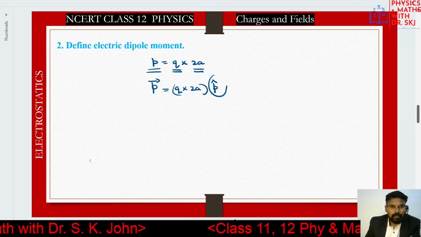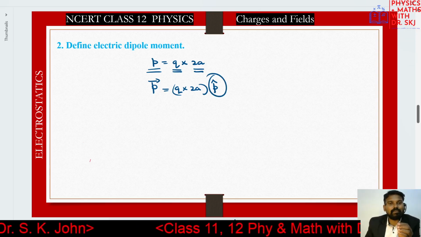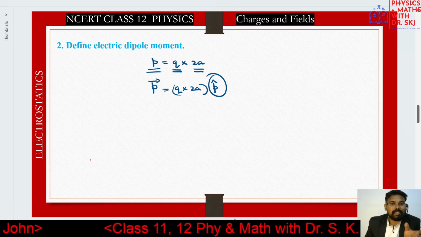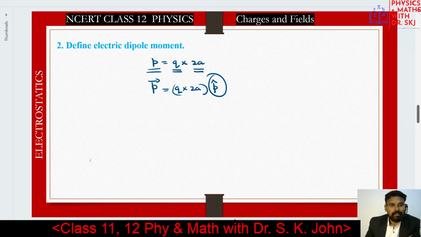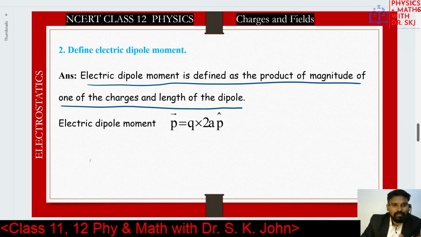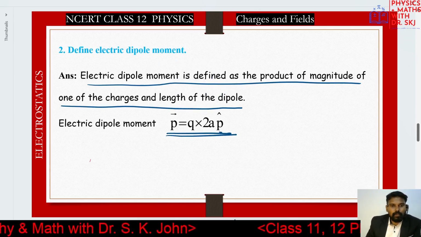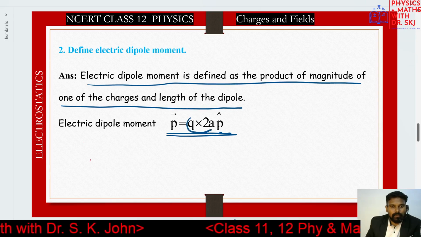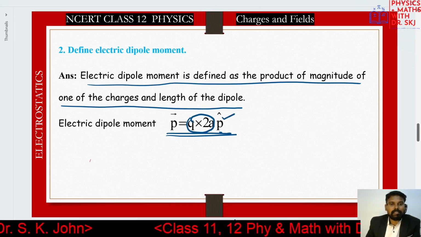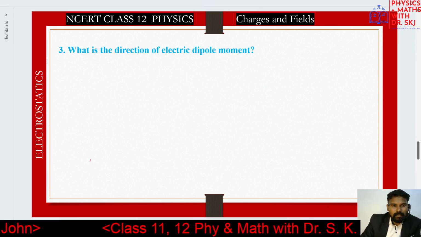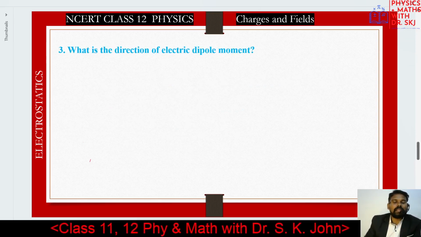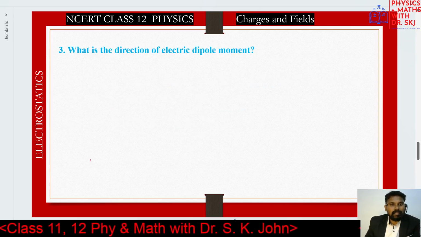Now, what is the direction of this unit vector, or what is the direction of the dipole moment? As I told you, this is a vector quantity, and it can be represented like this: q into 2a into p cap. This is the magnitude of this quantity, and p cap represents the direction. So what is the direction of electric dipole moment?